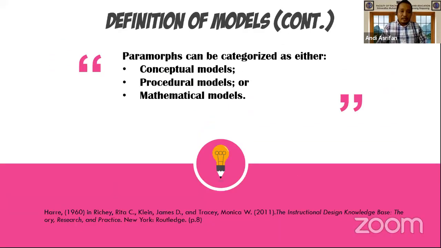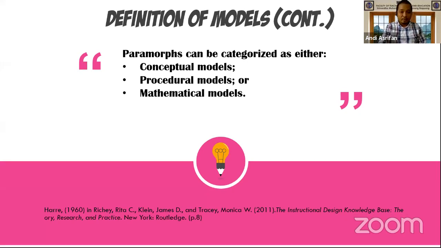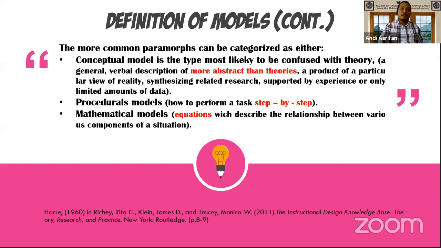And then paramorph can be categorized as either a conceptual model, a procedural model, or a mathematical model. The conceptual model is more abstract, like theory, and then the procedural model is step by step, and the mathematical model has equations.